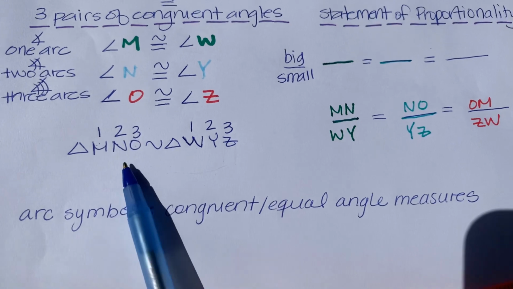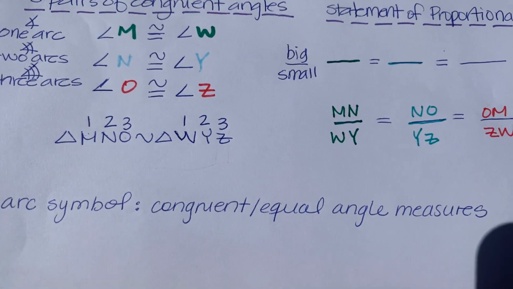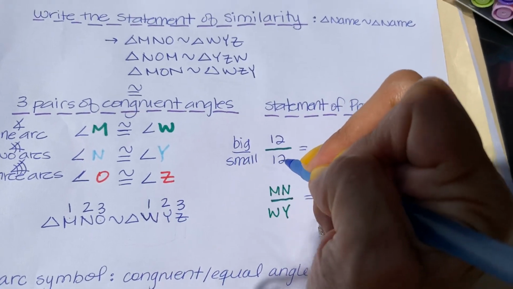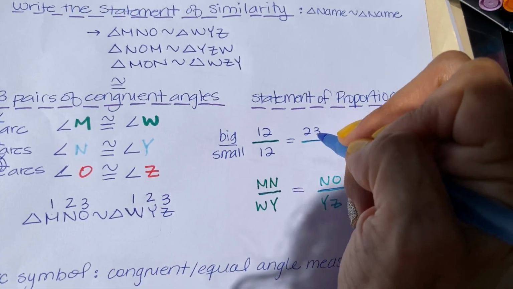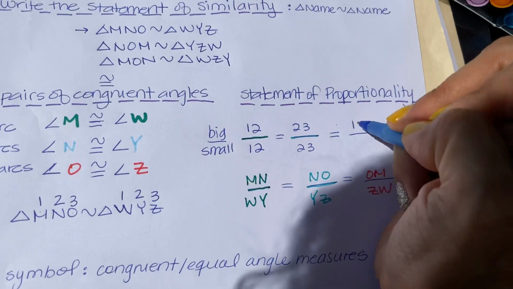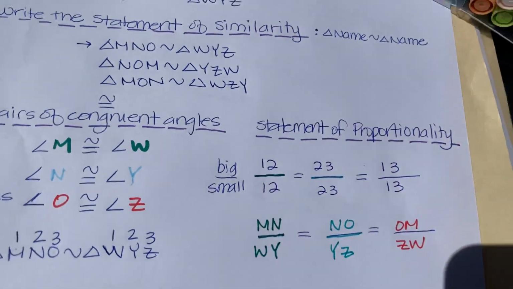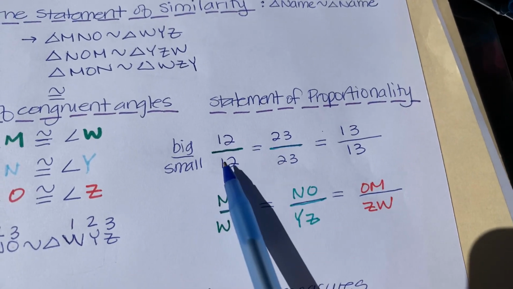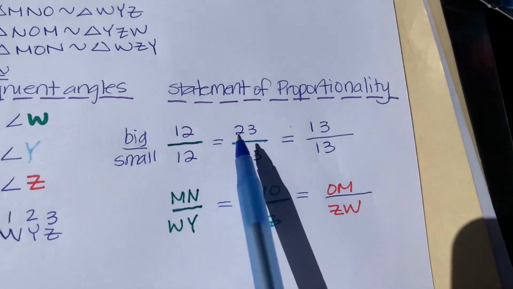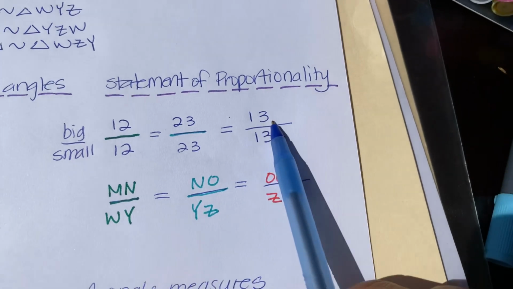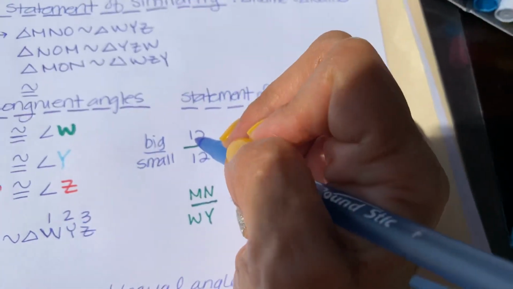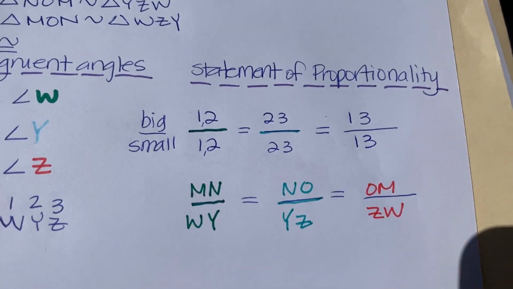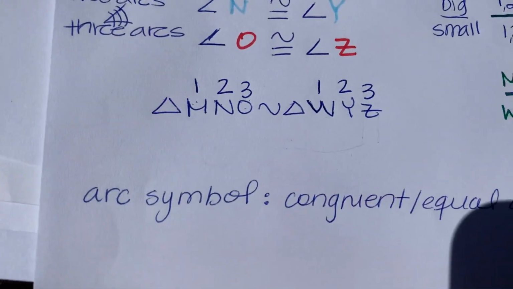So if this works for you, this 1, 2, 3, 1, 2, 3, and naming the vertices, the first two will go together. The second and the third will go together, and the first and the third will go together. And those are positions. It's not 12 and 23 and 13. It's 1 and 2 over 1 and 2, 2 and 3 over 2 and 3, and 1 and 3 over 1 and 3. So if you want to put a little comma there, you can. So we're talking about positions here.